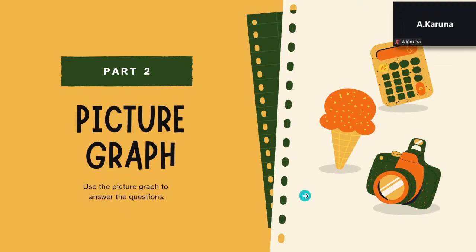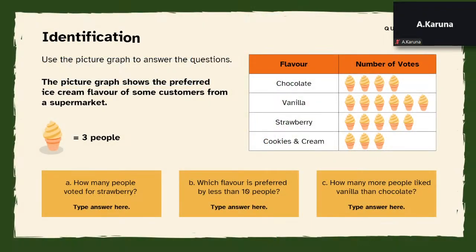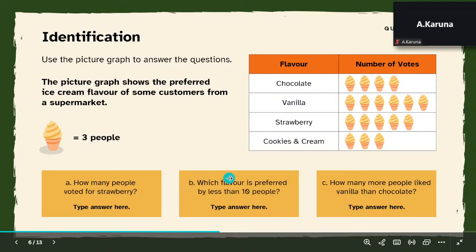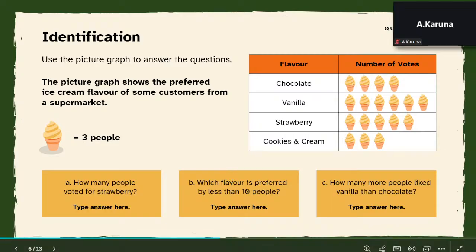Part 2, picture graph. Use the picture graph to answer the questions. Okay, so identification. Use the picture to answer the questions. The picture graph shows preferred ice cream flavor of some customers from the supermarket. So, this is saying basically the number of votes of people of their favorite ice cream flavor that they want. And it said each ice cream in this graph represents 3 people.